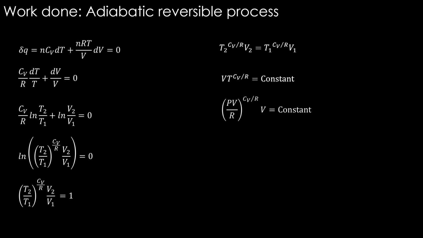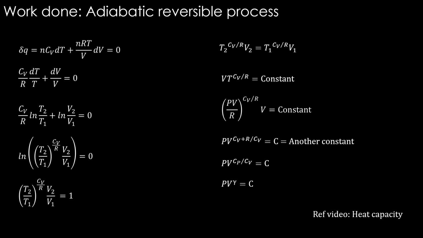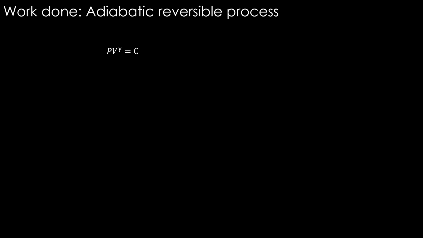From the gas law, VT is PV divided by R. So we get PV to the power (Cv plus R) divided by Cv. If we move the gas constant to the power Cv by R to the right side, we have to change the constant into a new one, C. We have seen that Cv plus R is Cp, therefore PV to the power Cp by Cv is a constant. The term Cp by Cv is denoted by a single letter, gamma. We can use this expression in calculating work done.